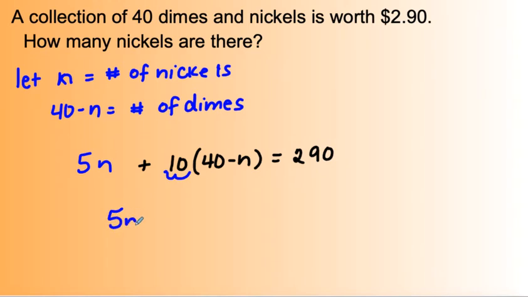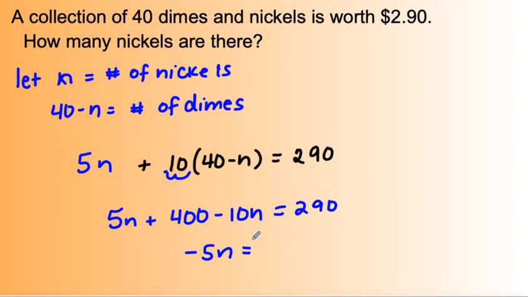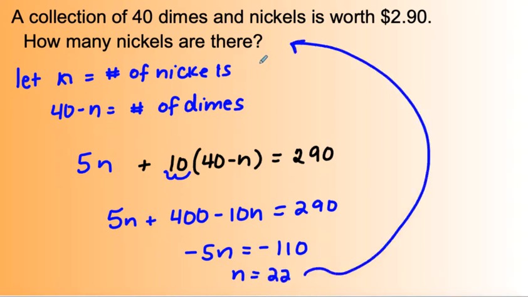All right, so I'm going to distribute, and I'm going to get 5n plus 400 minus 10n equals 290. So negative 5n equals, what is that, negative 110. And so n equals 22. So how many nickels are there? There are 22 nickels. Now, some of you might be saying, Coach Fred, I think you could have written these equations as a system. Now, you certainly can.